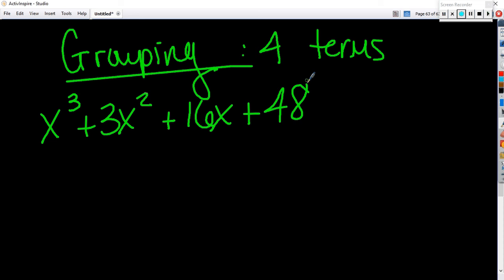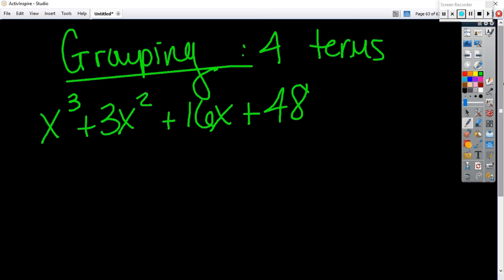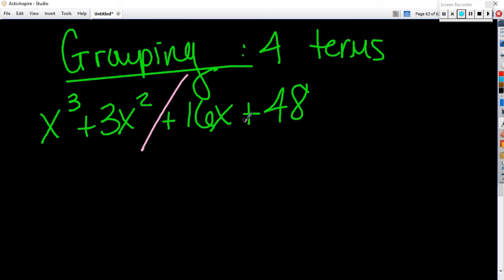All right, so here's what you do with these. If you understand GCF, this will be a piece of cake for you, okay? When you see 4 terms like this, slash it in the middle. Keep this second sign with these, okay? Now look at the first 2. What's the GCF of these 2?